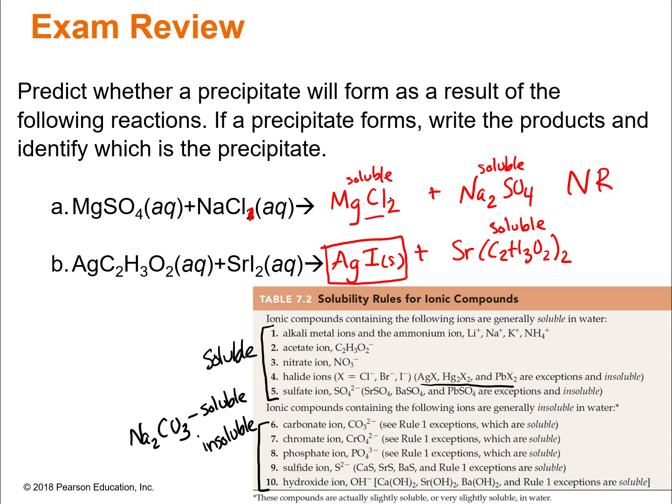So, if it's soluble in water, that means it's going to be aqueous. If it's insoluble, that means it's a solid. Those are the only two things we're going to be dealing with when it comes to a double replacement reaction. It's either aqueous or solid. Other questions, or are we ready for the next exam review question?